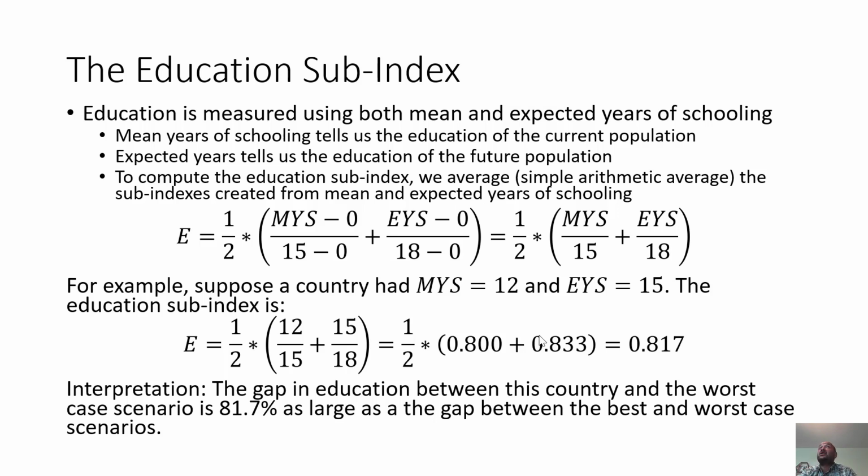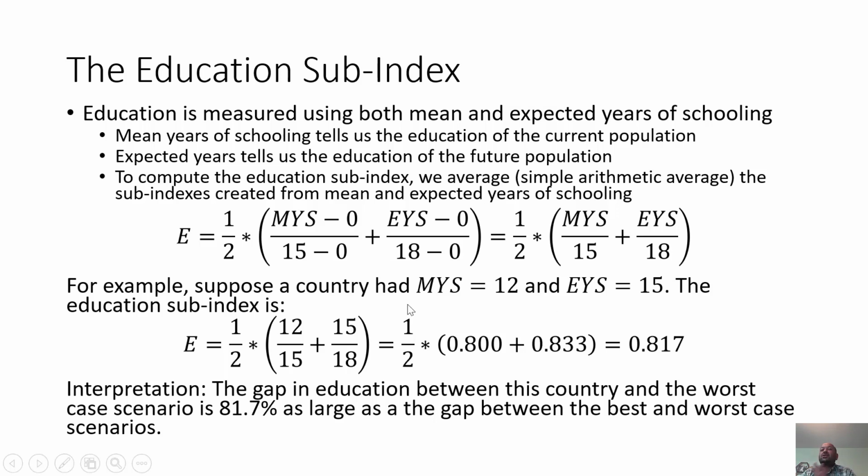Okay. The education subindex is a little bit more complicated because we want to use both a measure of the current level of education and the future level of education in a country. So mean years of schooling basically is, the adult population on average, how many years of education do they have? Expected years of schooling is kids today, how many years of education are we going to expect them to get? And oftentimes we will see that expected years of schooling is going to be a bigger number, right? And so that's consistent with things improving, countries investing in education, and we should expect that their education levels are going to be higher in the future.